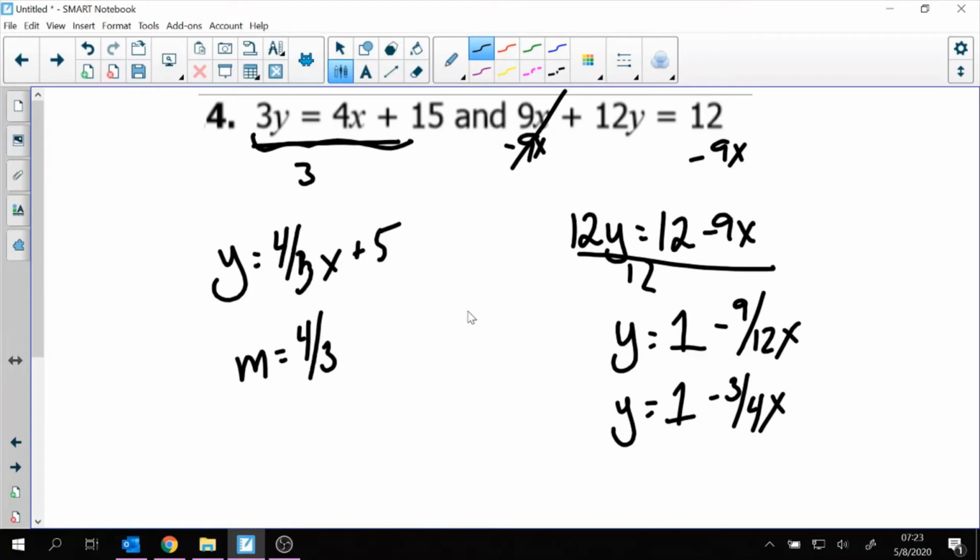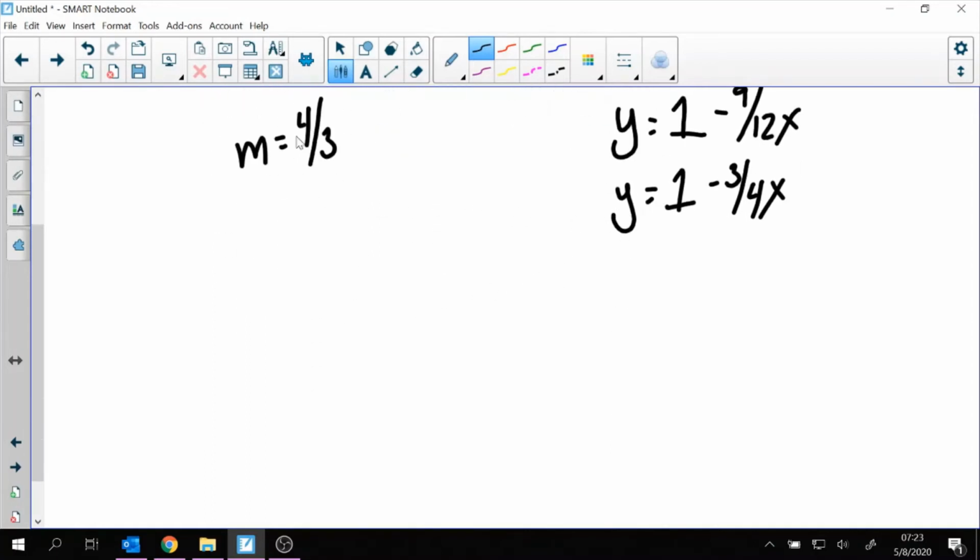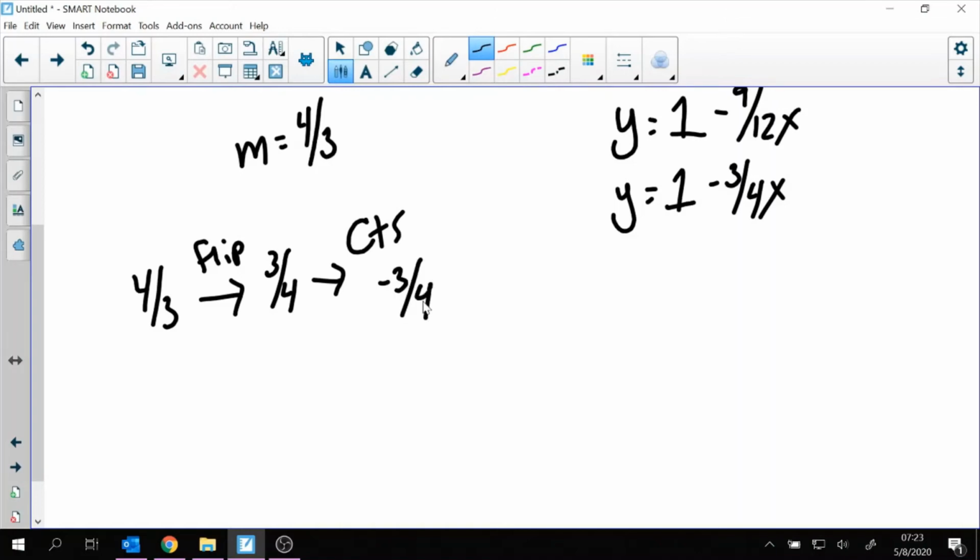Now you notice these slopes don't match, and you might be tempted to say it's not parallel, which is correct, and then you might also just say neither, but you do have to see if it is the negative reciprocals, in which case you can take either one and start with it. So if I start with the 4/3, first thing I do is flip it, and I get 3/4. And then I change the sign, and I get negative 3/4. And we see that negative 3/4 matches over here, which means these are negative reciprocals, so they are perpendicular.